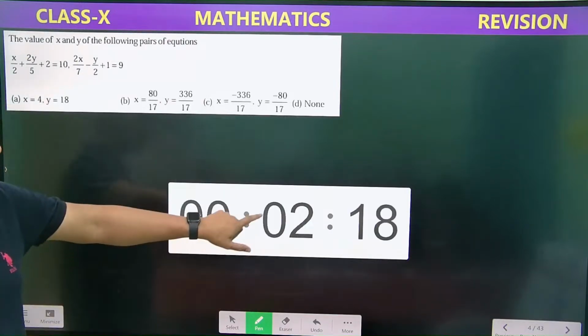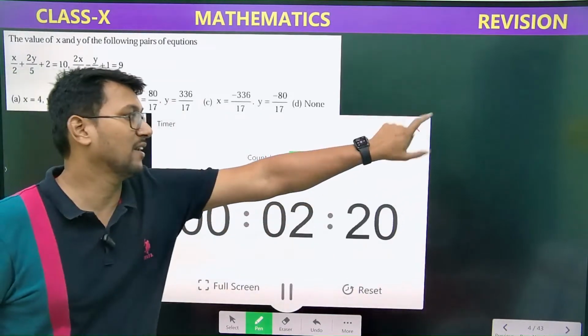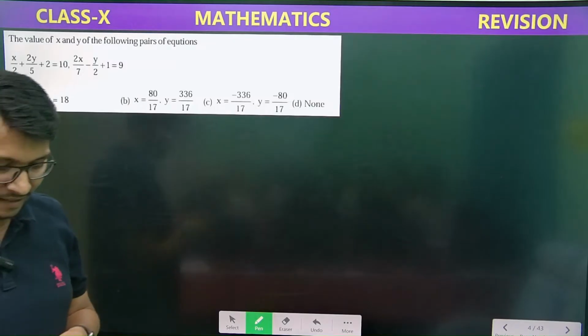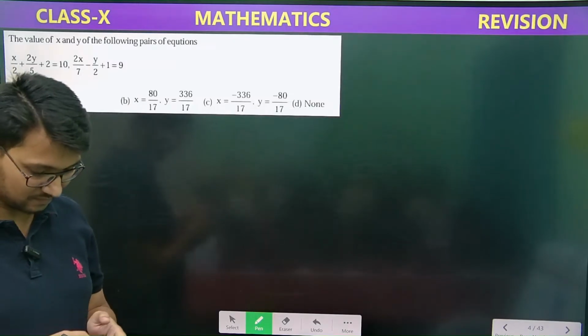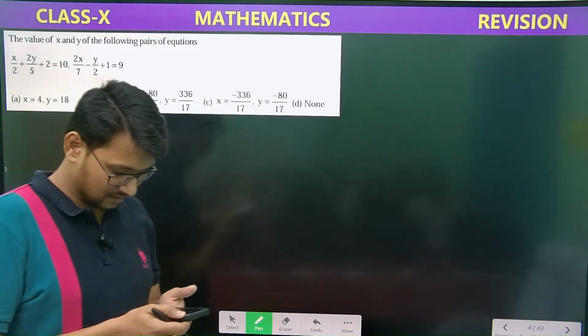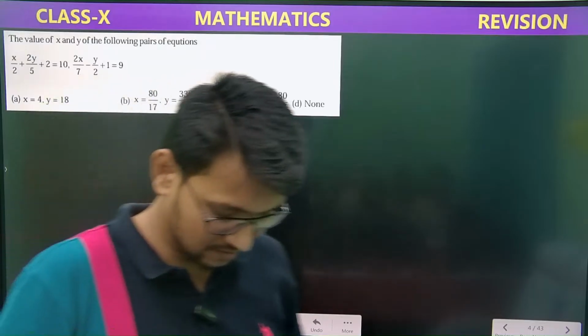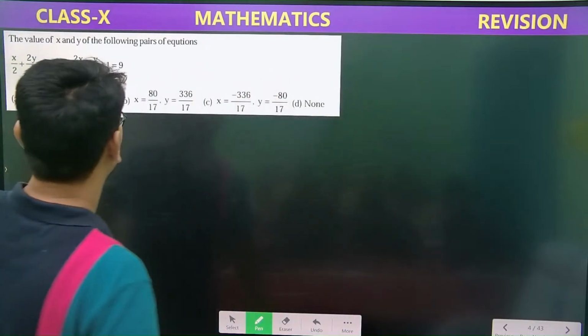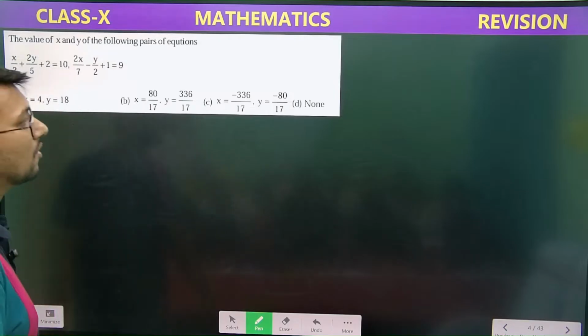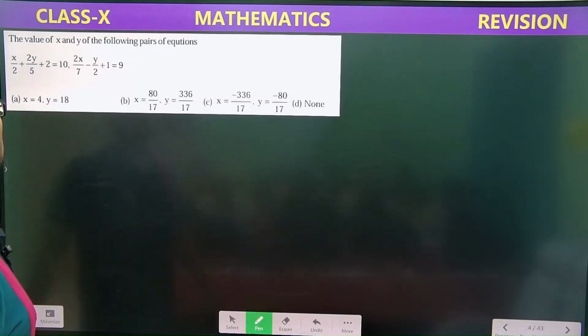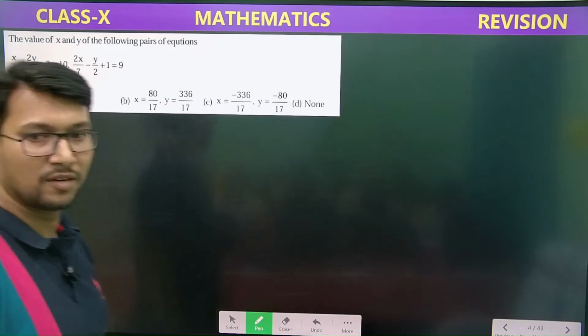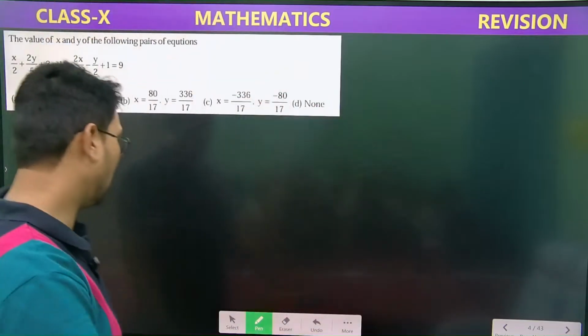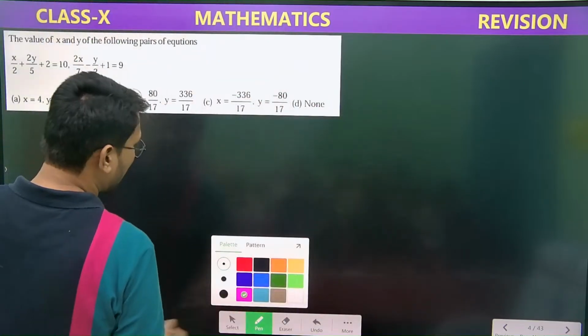Chalo, bacho, time already over. Okay, over. Let us start. Clear? Okay. Chalo. Let us move to the solution. Are you ready? Ready na? Chalo. Dekho. Look here, everyone.